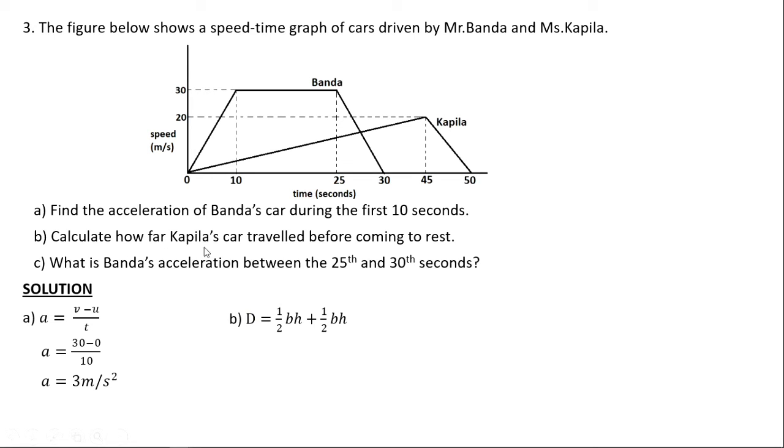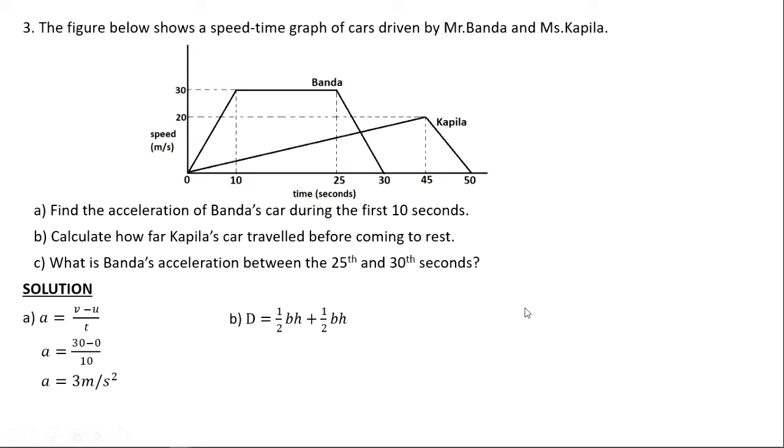Calculate how far Kapila's car traveled before coming to rest. So we are looking at the distance from 0 to 50 seconds. We have two triangles there. The first one has a base of 45. The next one has a base 50 minus 45, which is giving us a 5. And the height was 20.